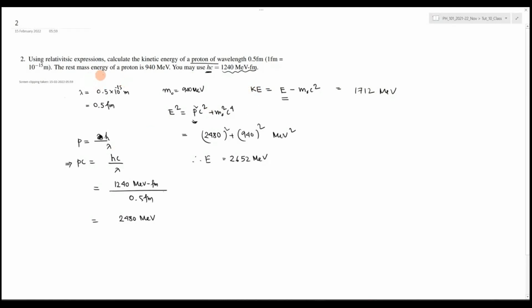First, you want the kinetic energy, so let's write the kinetic energy like this. Here you need energy because you know the energy formula in the relativistic case is like this. Here you need P, so to get the P, we use the de Broglie formula.